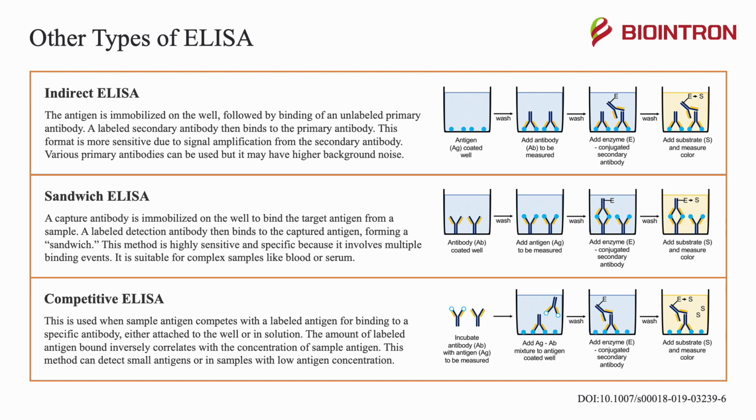Competitive ELISA is used when sample antigen competes with a labeled antigen for binding to a specific antibody, either attached to the well or in solution. The amount of labeled antigen bound inversely correlates with the concentration of sample antigen. This method can detect small antigens or antigens in samples with low concentration.